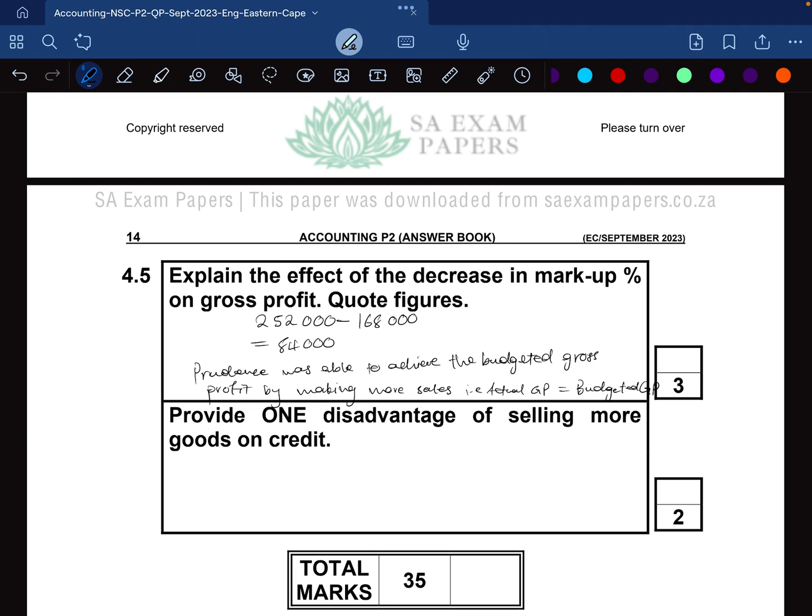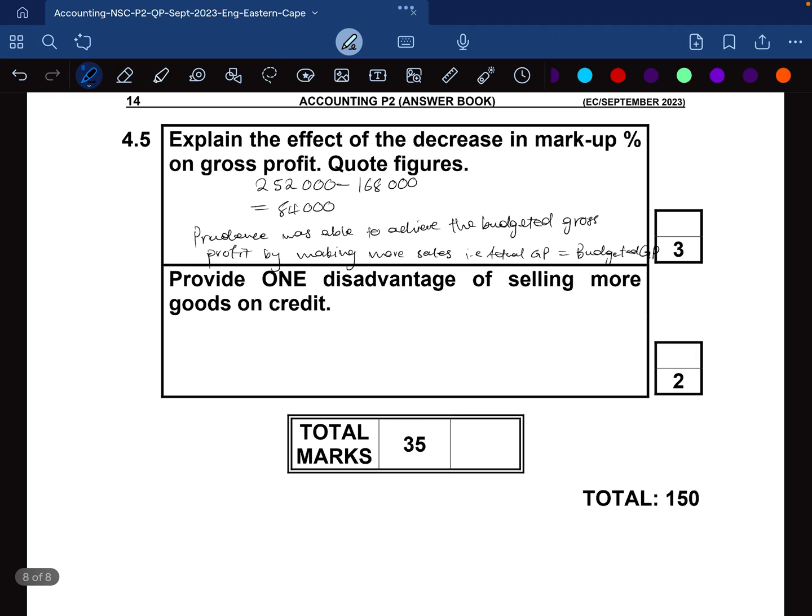Okay, then 4.5, the last one says provide one disadvantage of selling more goods on credit. So we know credit, people are risky when you're dealing with people. Some people don't want to pay you back. So the first thing that always comes to my mind when we have a disadvantage of selling goods on credit is bad debts.